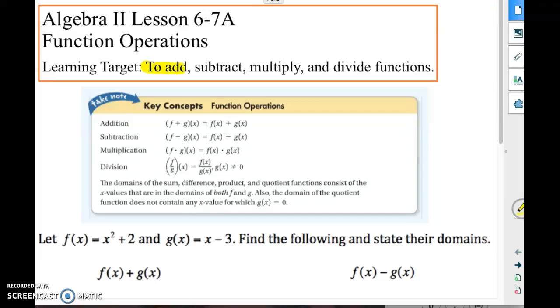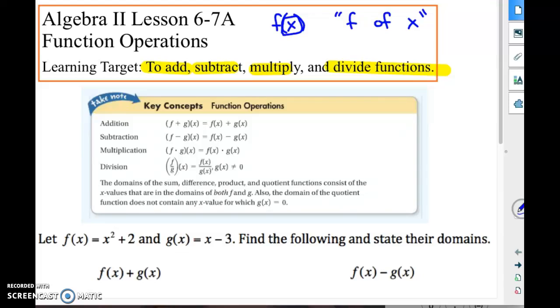Our learning target today is to add, subtract, multiply, and divide functions. And remember our function notation. When we write f of x, we say f of x, and that does not mean f times x. It means that the variable we're talking about is x.